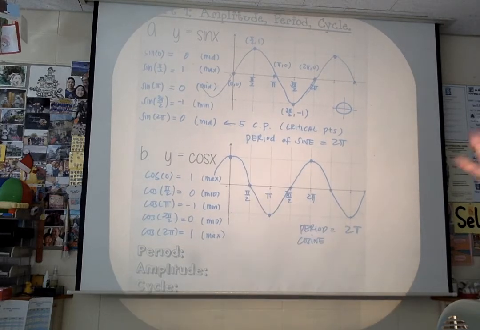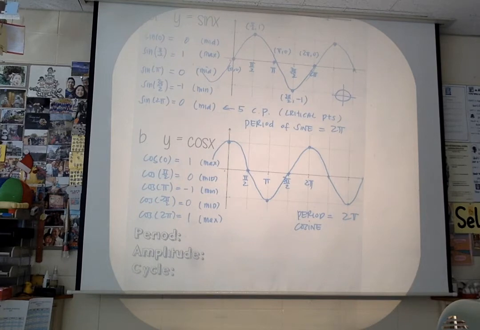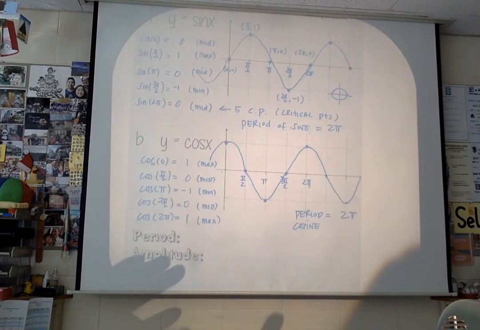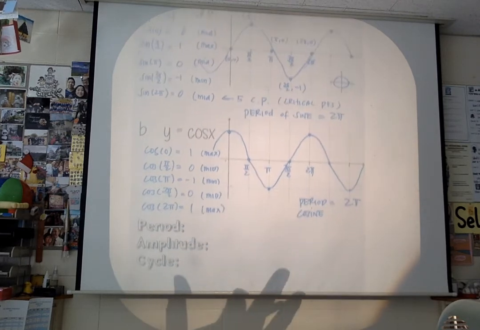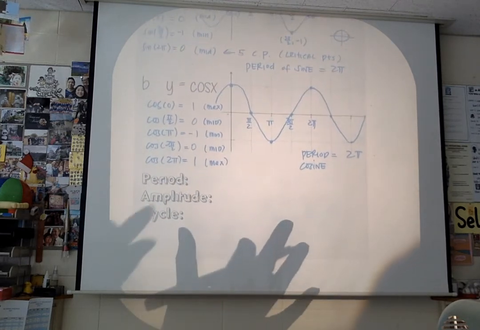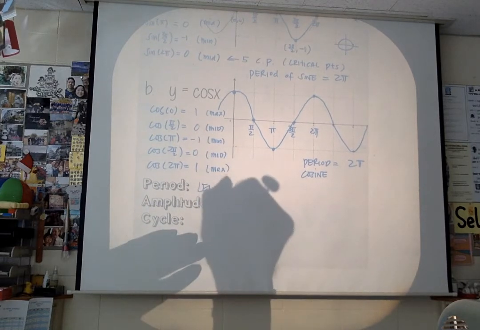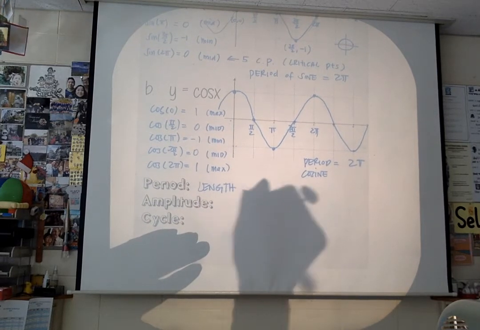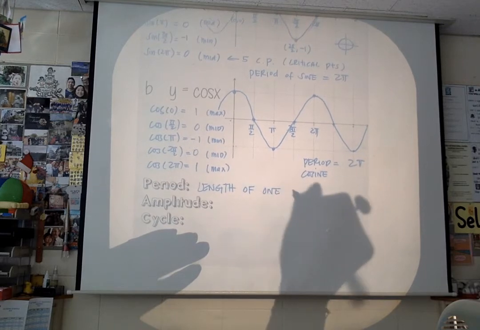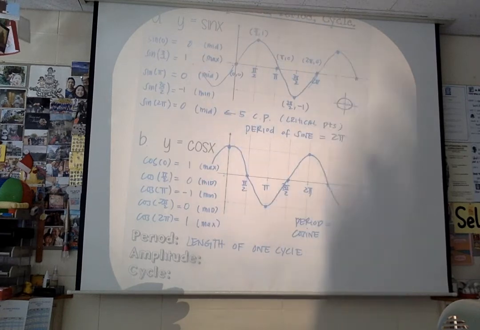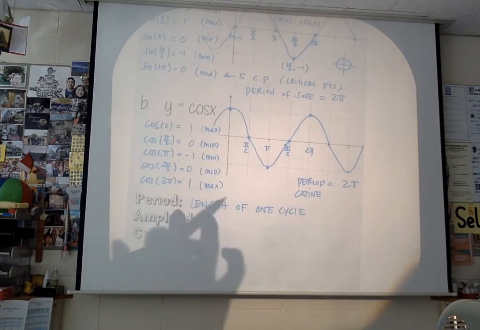You don't have to guess what's going to happen. The period of cosine is 2 pi, both sine and cosine, as you've seen on the unit circle we've been dealing with. So let's summarize. Period is the length of one cycle. One cycle from max to max or mid to mid is the length of your one cycle. That's a period.